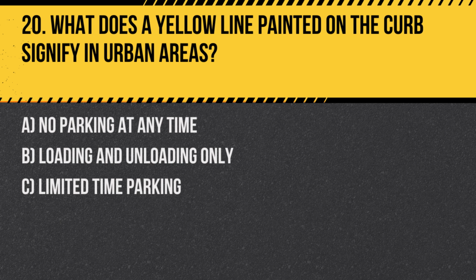Question 20. What does a yellow line painted on the curb signify in urban areas? A. No parking at any time. B. Loading and unloading only. C. Limited time parking?